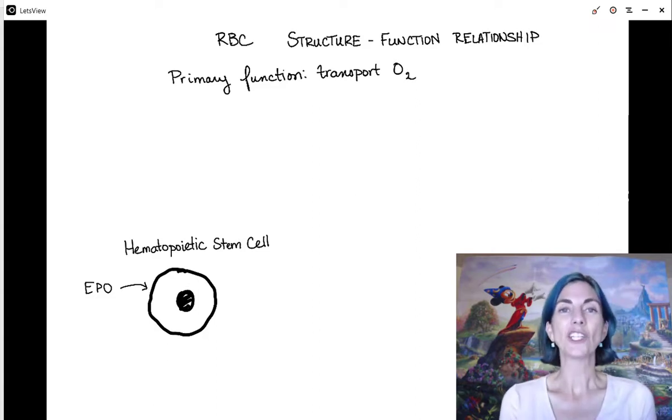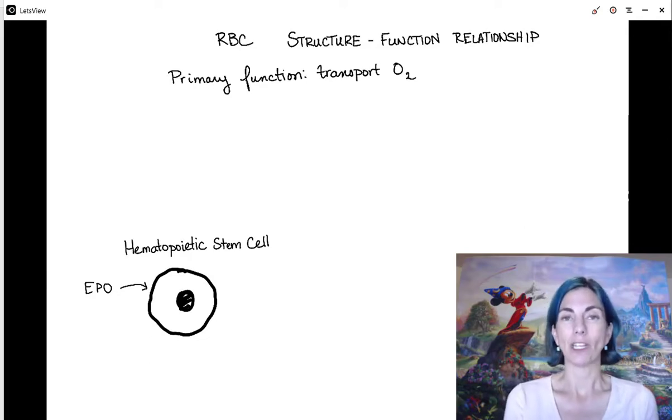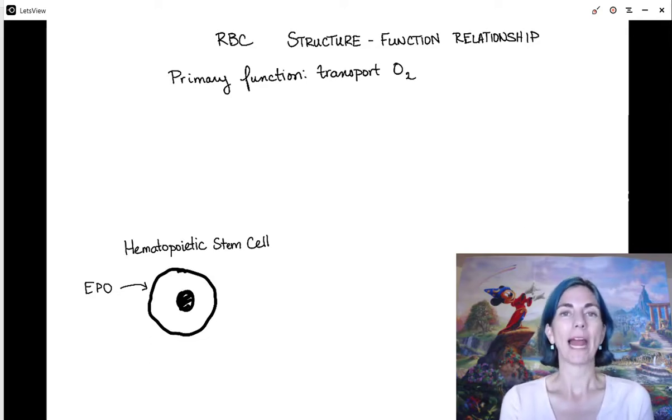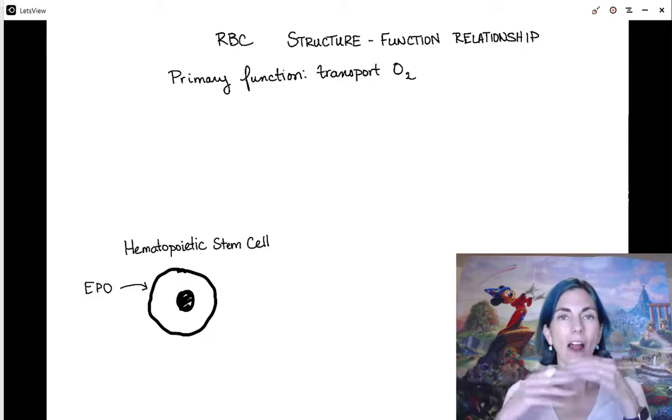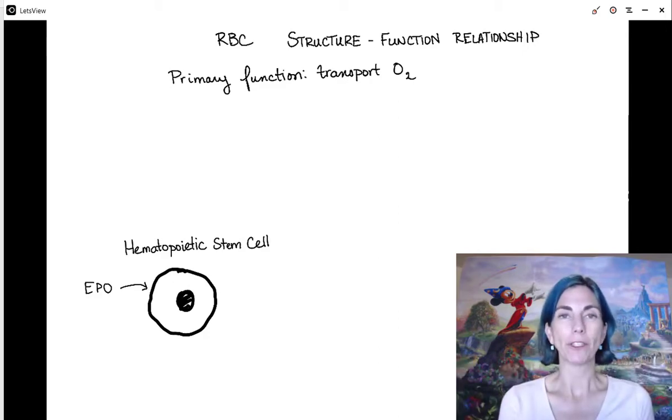In cellular engineering, you design the cell for its function. That's the structure-function relationship. For instance, in a muscle fiber, we have a very elongated cell filled with myofibrils, and that makes sense if you're thinking about contraction and shortening the cell. Here, our goal is to transport oxygen. So as a red blood cell, we would want to be designed to maximize the amount of oxygen we transport. So how do we do that?